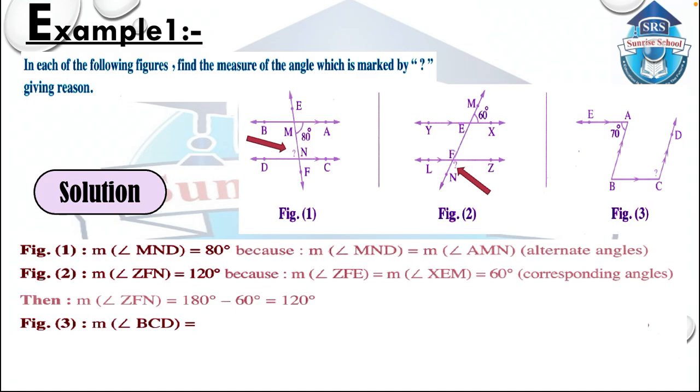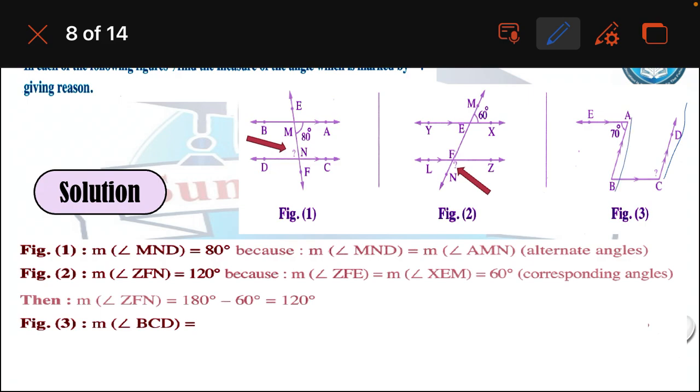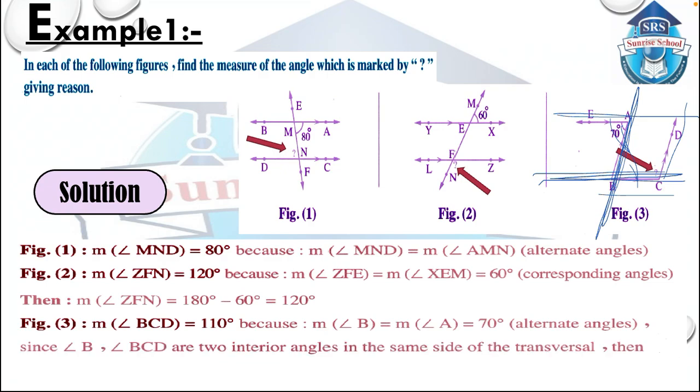In the third figure, we have two parallel lines here, and also these two are parallel, and we can consider this a transversal if we complete this straight line. So we will have two straight lines and a transversal. Here it's 70, so this is equal to 70 by alternate angles, and let's do this supplementary to know the answer. It will be 180 minus 70, which gives us 110.